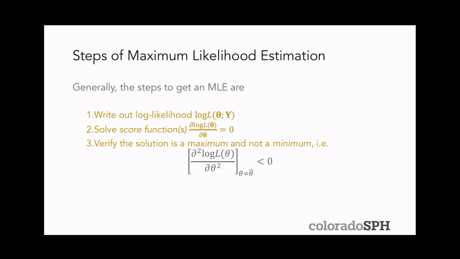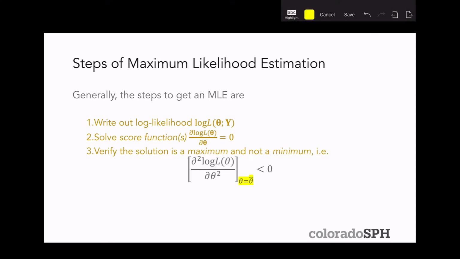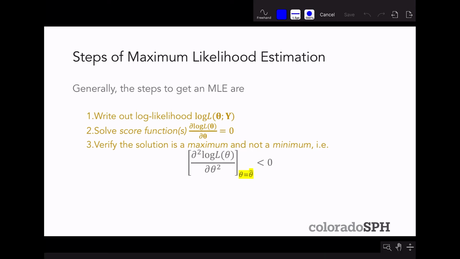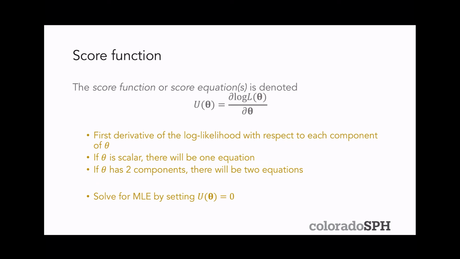And then in the third step, you verify that this is actually a maximum and not a minimum. As I said, when you take the first derivative and set it equal to 0, you can find minima and maxima of that function. You want to make sure you're looking at a maximum and not a minimum. You can verify that by taking the second derivative of the log likelihood at theta equals theta hat, the value of the MLE that you found in the previous step. You make sure that it is less than 0, which means this is actually a maximum and not a minimum.